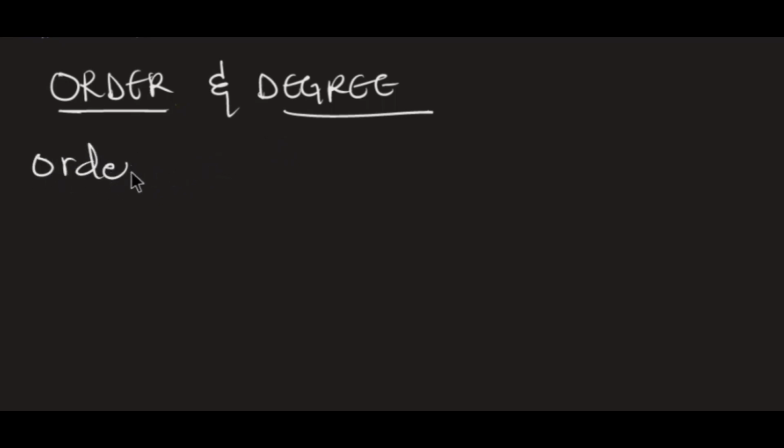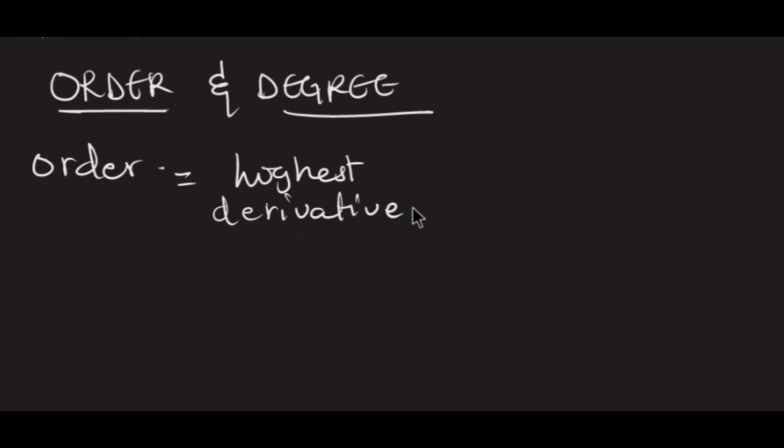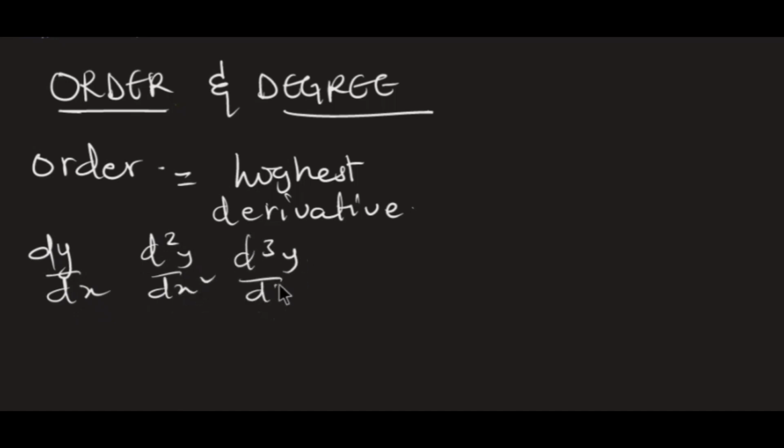When we say order of a differential equation, it is simply equal to the highest derivative you can ever find in your differential equation. So order is equal to the highest derivative. If you have a differential equation, you can have dy/dx, you can have d squared y over dx squared, you can have d cubed y over dx cubed. You realize that this is higher than this, and this is also higher than this. So the highest derivative, which is d cubed y over dx cubed, is the third derivative.